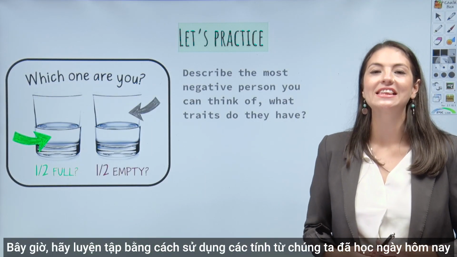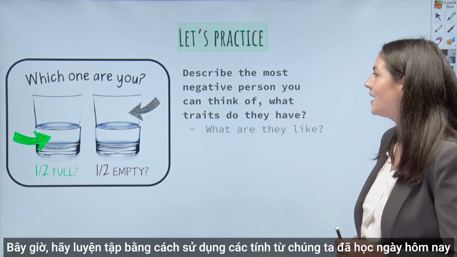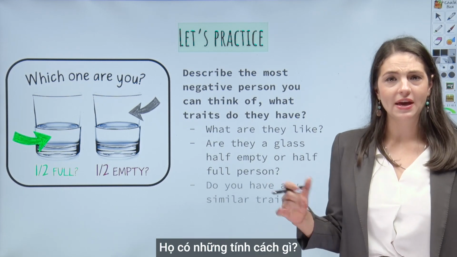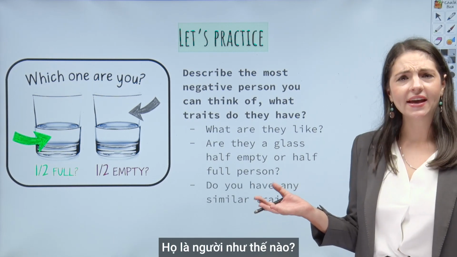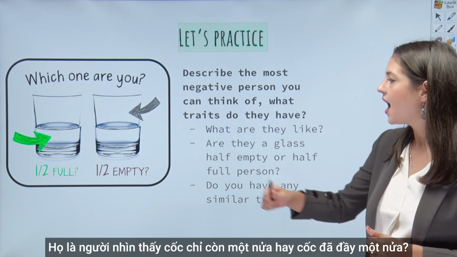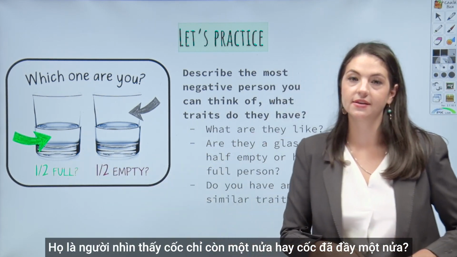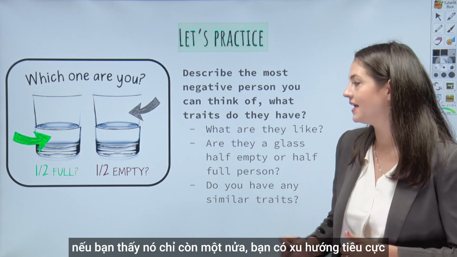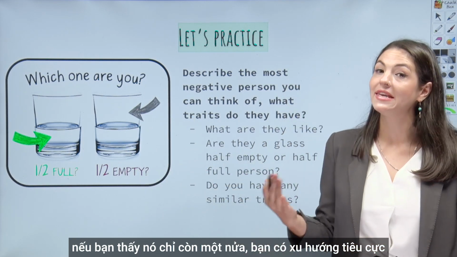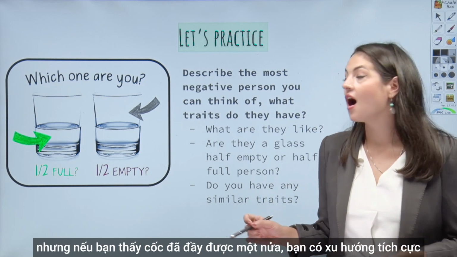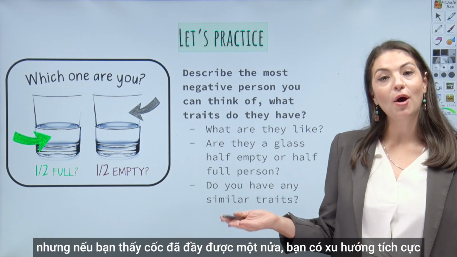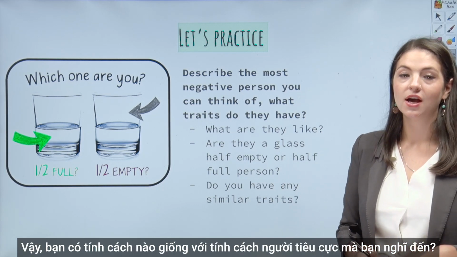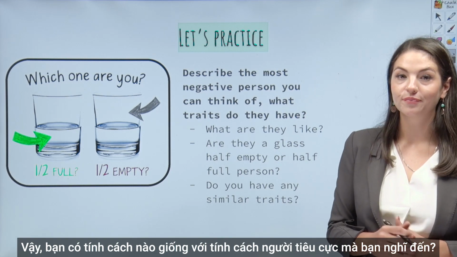Now let's practice using the adjectives we've learnt today. Describe the most negative person you can think of. What traits do they have? What are they like? Are they a glass half empty or half full person? This means when you look at a glass of water, if you see it half empty, you are a more negative person, but if you see it half full, you are a more positive person. And do you have any similar traits to the negative person you are thinking of?